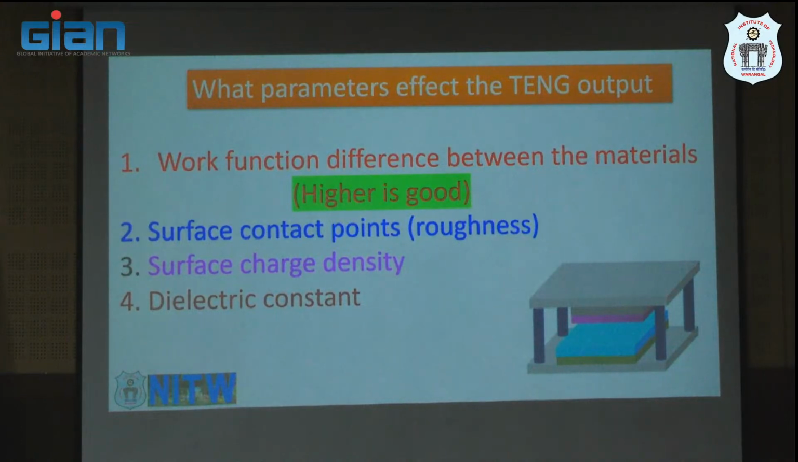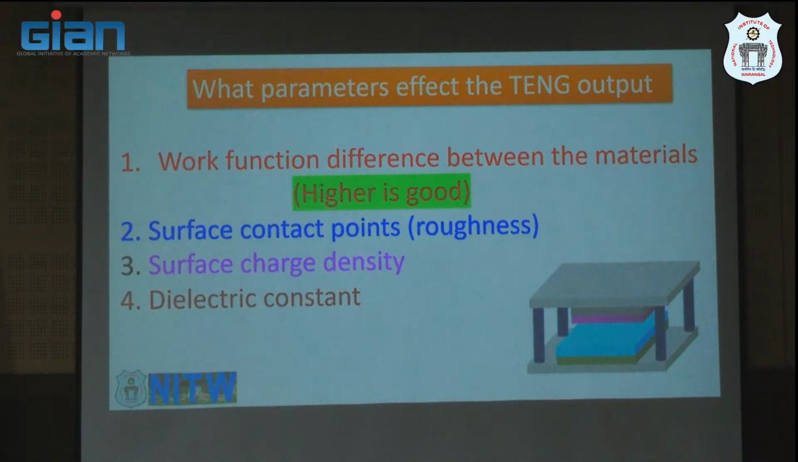Now what are the parameters? As I said, the first one is the work function difference, or you can say electron affinity difference. The more the difference, the better the electron transfer, and you are going to get a better output. And surface contact points: even if the potential difference is more, if the contact points are not more, say the surface has only 10 contact points, only 10 electrons get transferred.